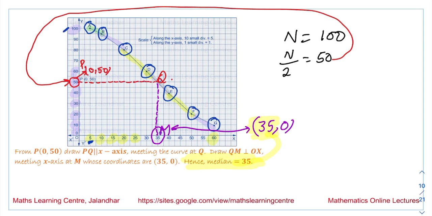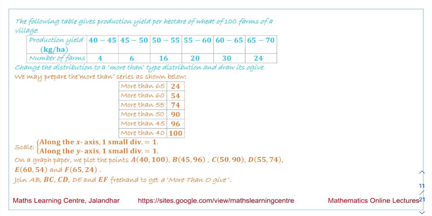Now the next question is: the following table gives production yield per hectare of wheat of 100 farms of a village. So this is the yield given to us. These are the values given to us. Production yield in kg per hectare is 40 to 45, 45 to 50, 50 to 55, and these are the number of farms. Now we have to change the distribution to a more than type distribution, and we have to draw the ogive.